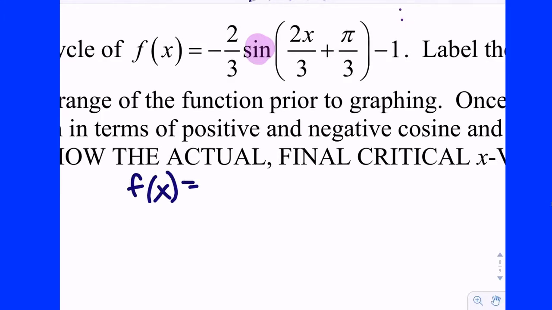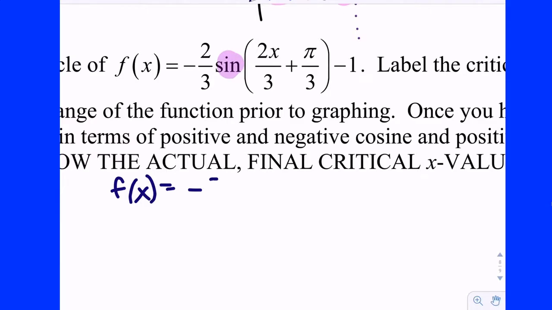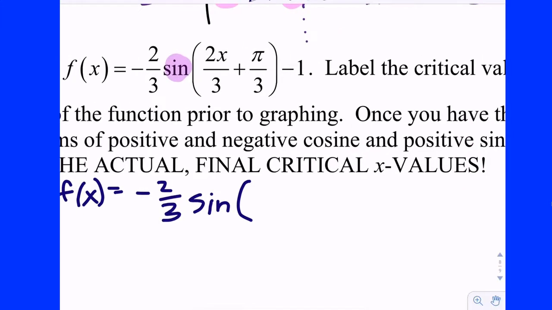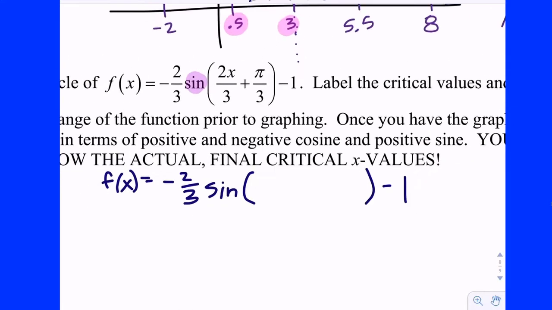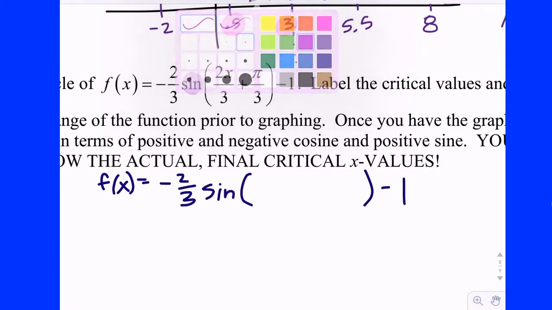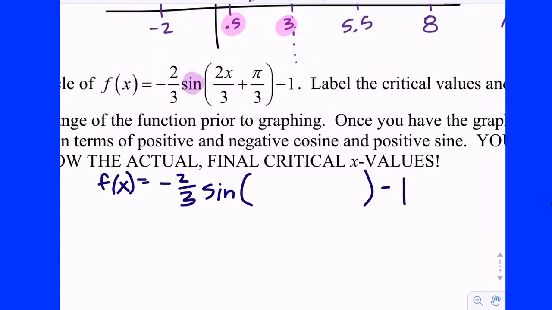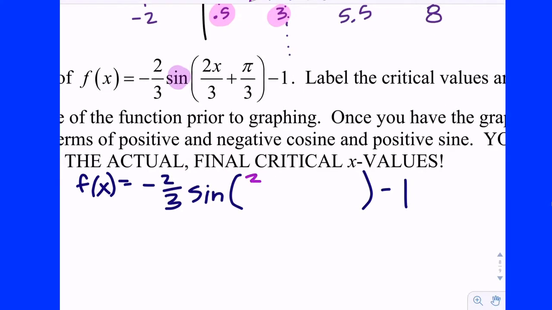F of x equals the negative 2/3 in front. Does that go to the back? No, that's your a value, right? Negative 2/3, sine of parentheses, and then leave some space, and then -1. So really the only work is in the inside again. Remember, you have to have your x term first, and it is, but then you have to factor out its coefficient. What's the coefficient of x? 2/3. So I got to factor out my 2/3. And I am left with x plus, now what do you get when you factor a 2/3 out of a pi thirds? Pi halves. Good.